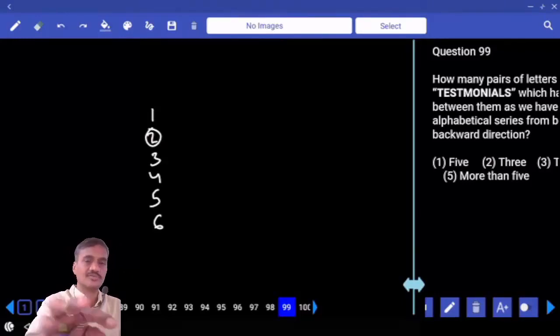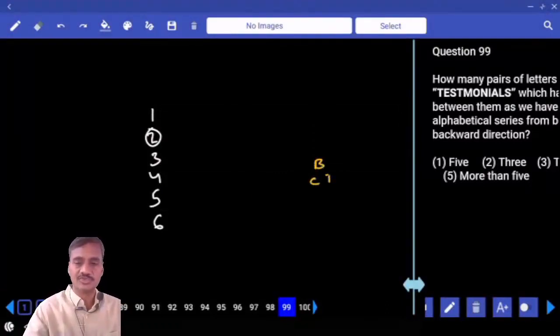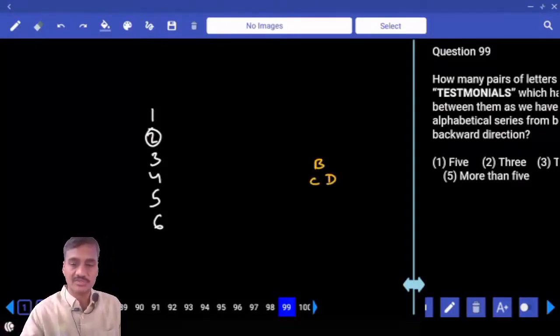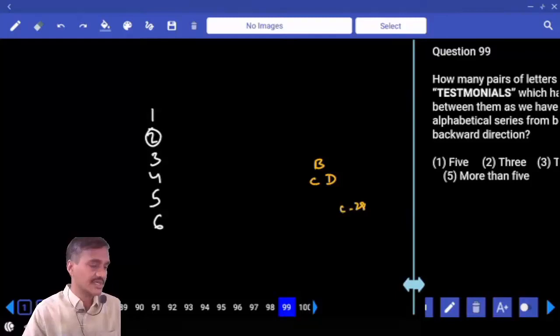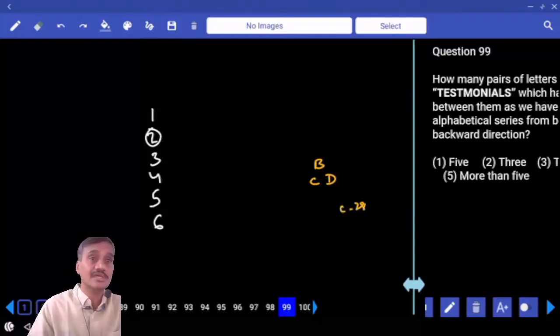Coming to condition number 1. Bag B is heavier than both these two, C and D. And the weight of bag C is 28 kgs. And E is heavier than only A, but lighter than the remaining.